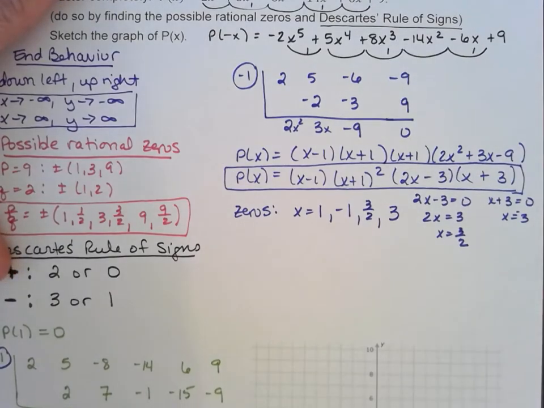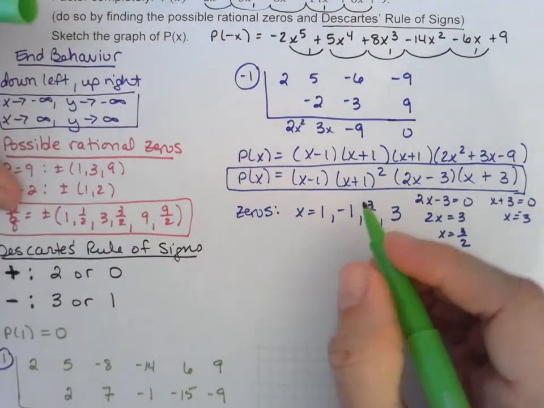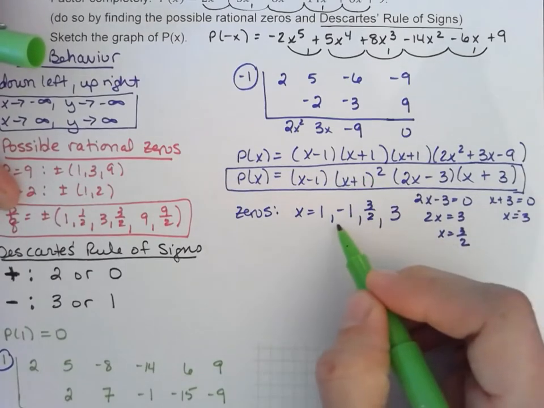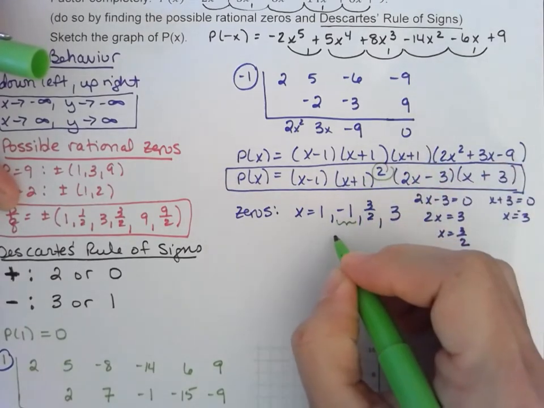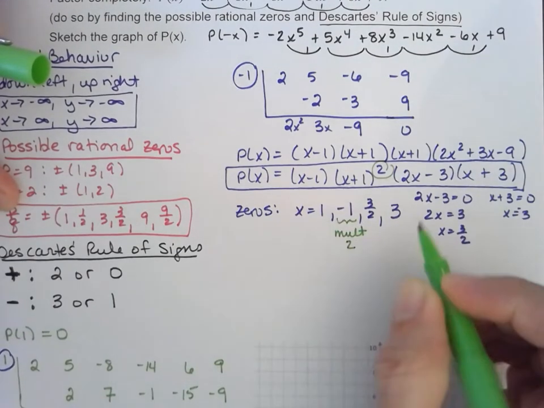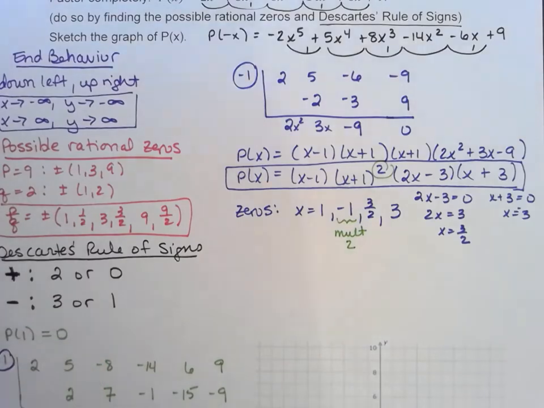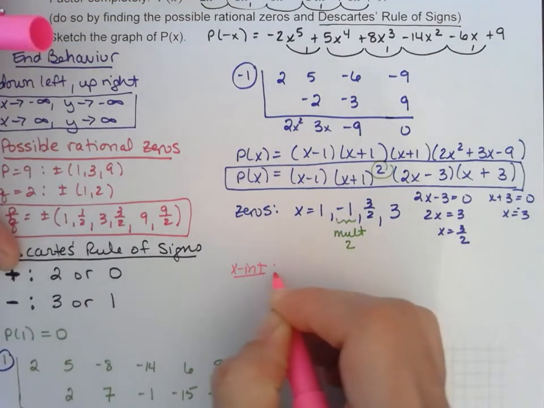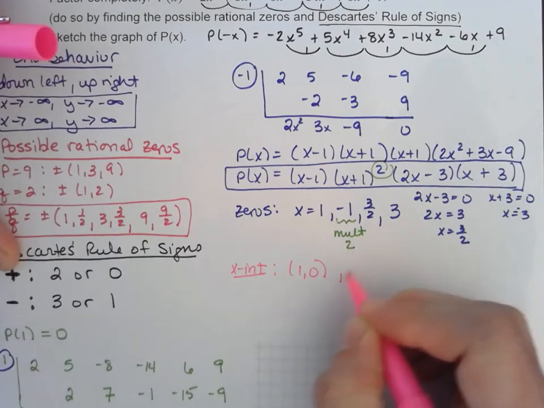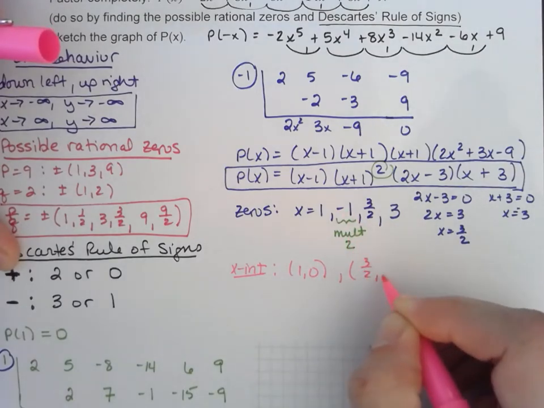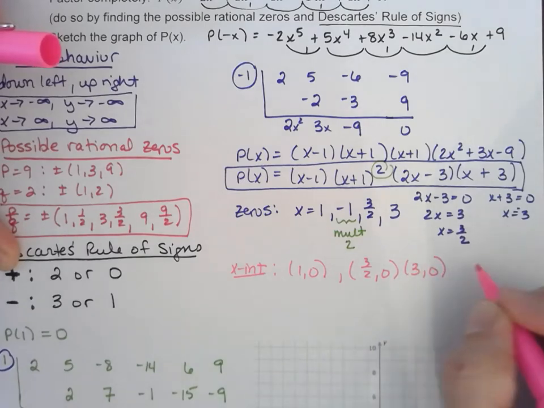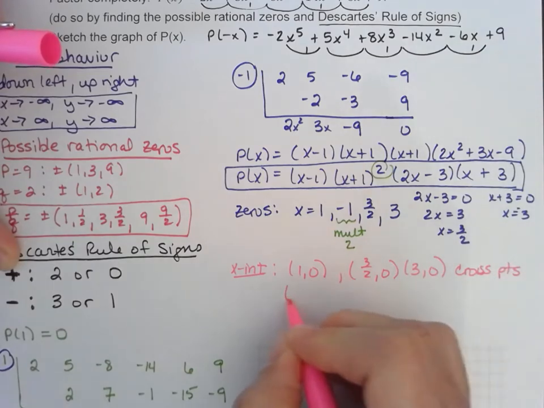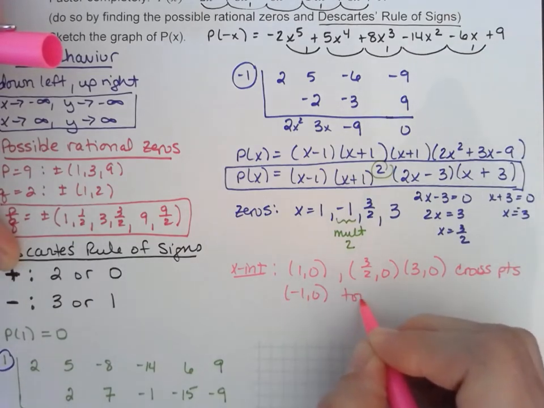So in all of these, the -1 came from here. So -1 has multiplicity 2. All the rest of them have multiplicity 1. That means whenever you write out your x-intercepts, we have 1, 0. I'm going to skip the -1. We have 3/2, 0, and we have -3, 0, and all of these are cross points. Then we have -1, 0, which is a touch point.